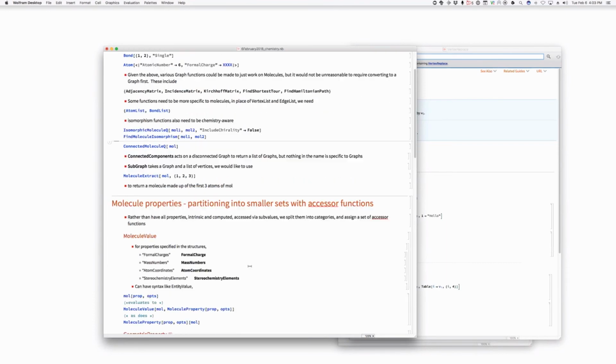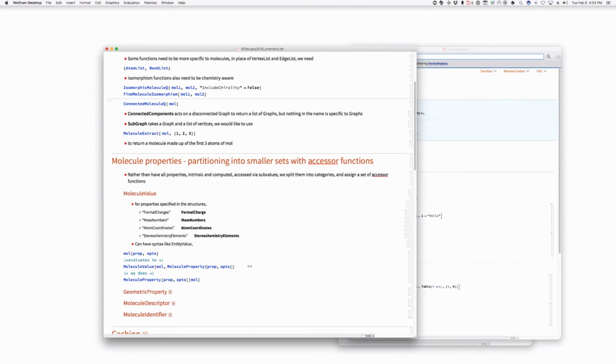So I spoke with Charles about this. Rather than having all of these different properties available as sub-values on a molecule, we split it up. Some of the properties are going to be intrinsic, and some of those are going to be more geometric. Sorry, I don't understand. Why are they not all sub-values? Even if some of them have to be computed, and some of them are just structurally sub-values.